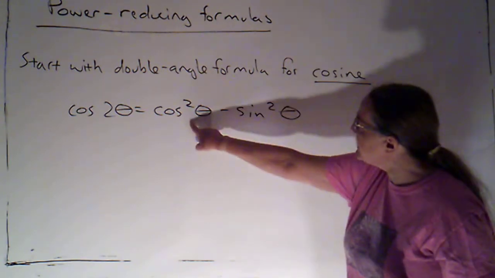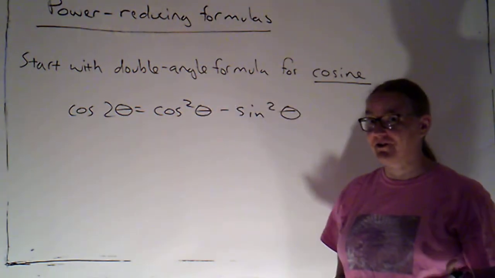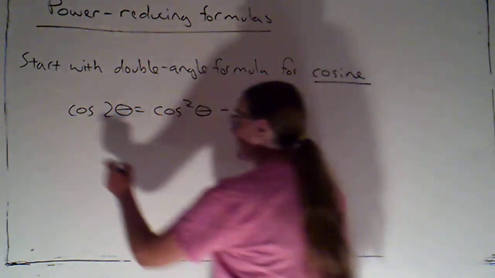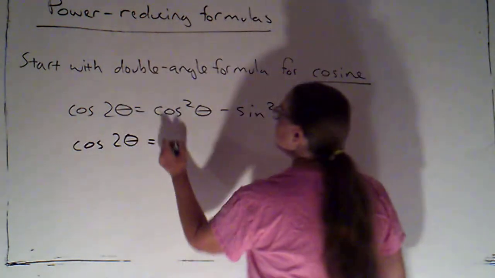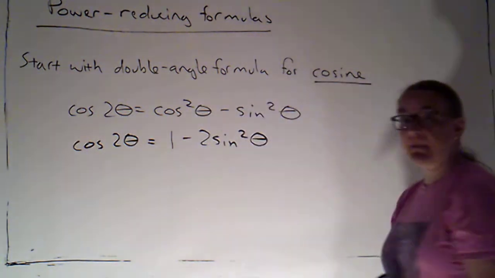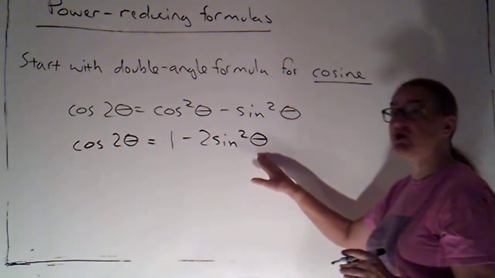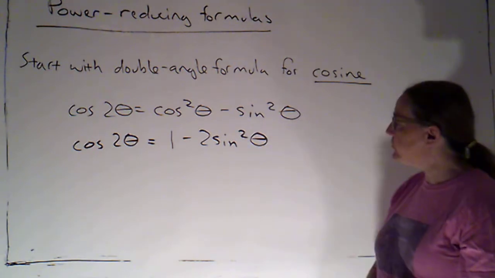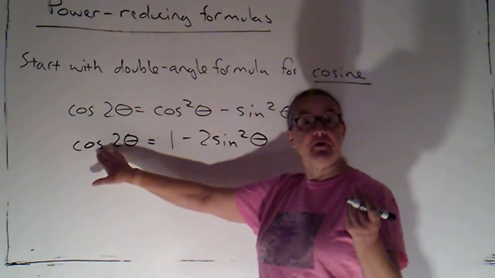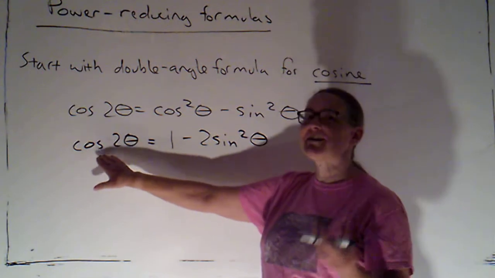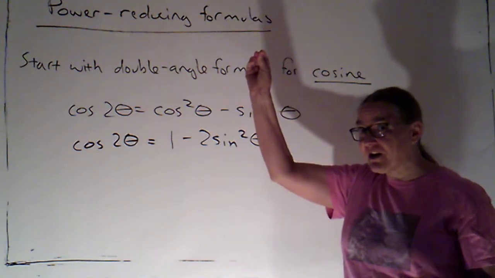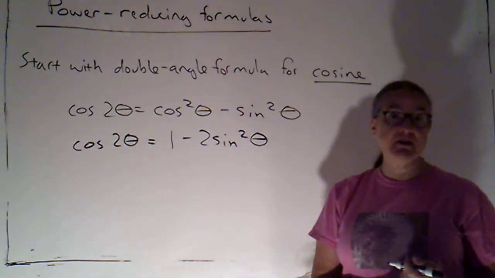Because these two are squares of trig functions, we can use our Pythagorean identity. I can replace cosine squared with 1 minus sine squared. So I get cosine 2 theta is 1 minus sine squared minus another sine squared, which is 1 minus 2 sine squared theta. Now I'm down to a relationship between just 2 trig functions. You'll notice this is sine squared, but this is cosine just to the first power. It's evaluated at a different angle, but it's the first power. So this one gives me a way to go from sine squared to a cosine to the first. That's what I mean by a power reducing formula.